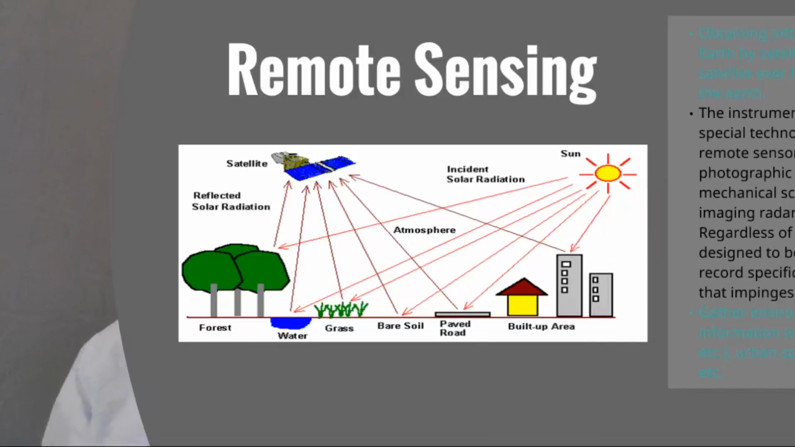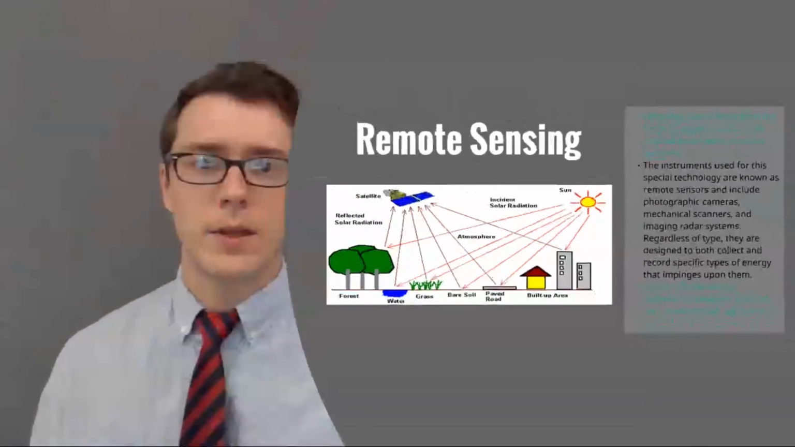So the way that light bounces off of buildings, paved roads, bare soil, grass, water, or forest are all different. And it takes in that data to help map, well, there are trees here or there's grass here. And it helps us just to get a little more information about what's going on in our world.